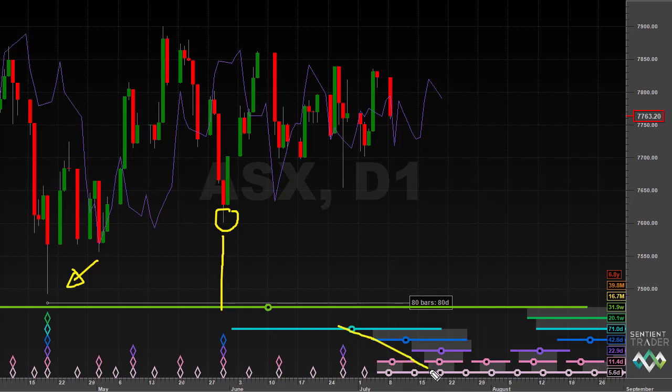Here is our nest of lows for the 80-day cycle trough. And again, we have a circle for the 80-day cycle, which is almost beneath this price low over here, indicating that it is possible that the 80-day cycle trough has formed in the Australian market as well. The Australian market has been stubbornly refusing to confirm that trough.